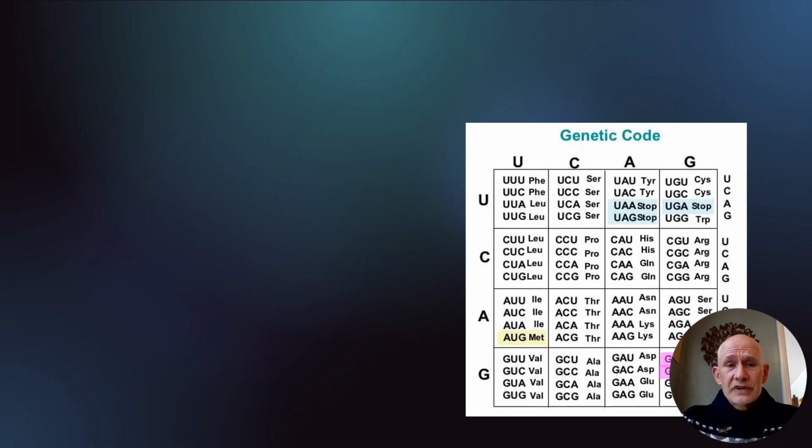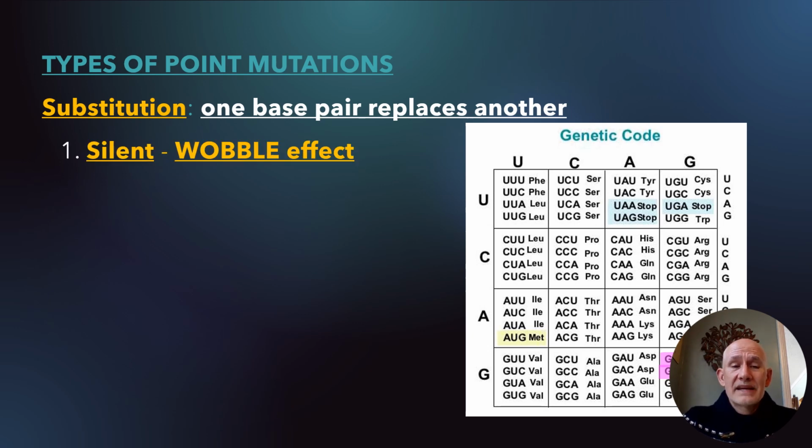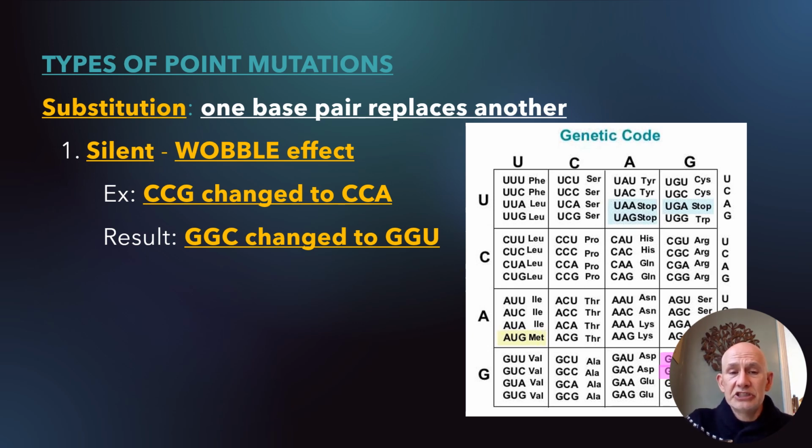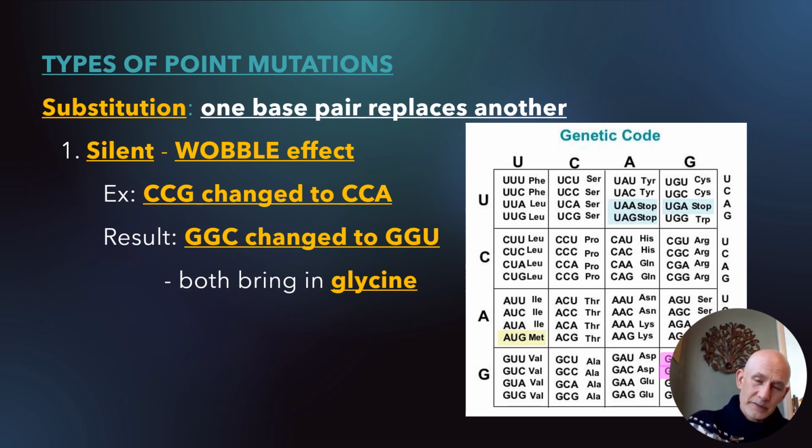The other types include a silent mutation. This is where you have the wobble effect, basically protecting the individual from the mutation. So if CCG is changed into CCA, then your resulting RNAs are GGC and GGU. Well, if we look on our chart over here, right where my head is, they bring in the same amino acid. Even though there was a mutation, the end result is the same amino acid. So nothing happens. That's why it's called a silent mutation, because you would not know that this happened unless you did a deep genetic analysis.